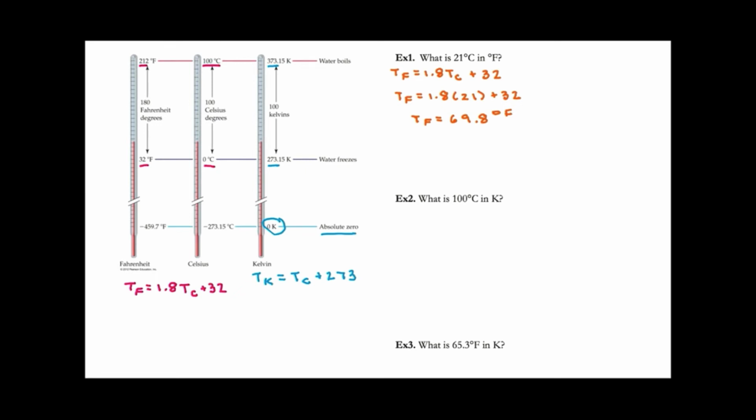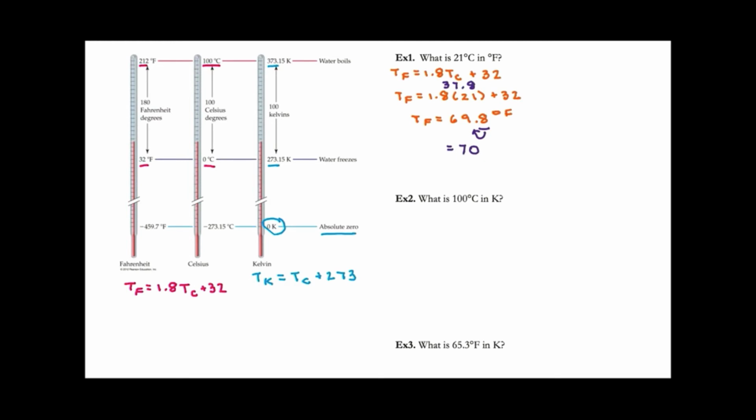Remember, for addition, you round based on the fewest number of decimal places. For this problem, 1.8 times 21 is 37.8, so that has one decimal place. 32 has no decimal places, which means I want my final answer to have no decimal places. So I'm going to get rid of this 8, and that's going to round the 9 up and you're going to have 70.